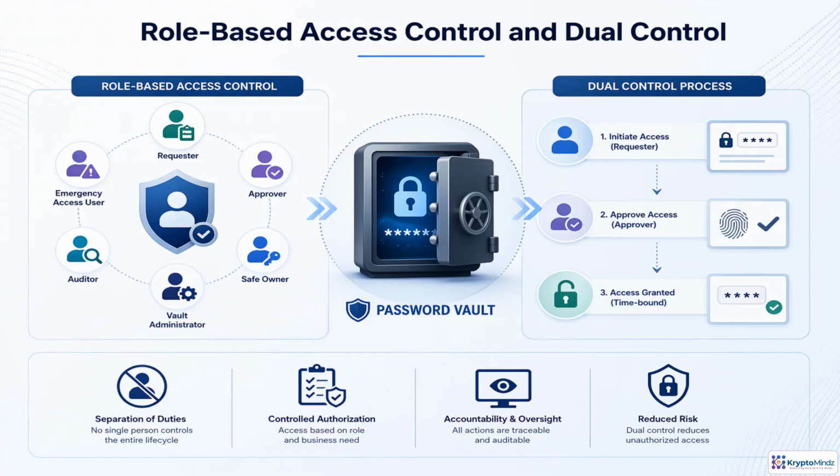Access to privileged passwords should never rely on trust alone. RBAC turns access into a defined permission model. Requesters can ask, approvers can authorize, safe owners and administrators manage, auditors review, and emergency users operate under special controls. The key is separation of duties. No single person should be able to request, approve, use, rotate, and audit the same credential without oversight. For high-risk accounts, dual control adds a second checkpoint. A requester initiates access, an approver validates the business need, and the vault grants time-bound access with a full audit trail.